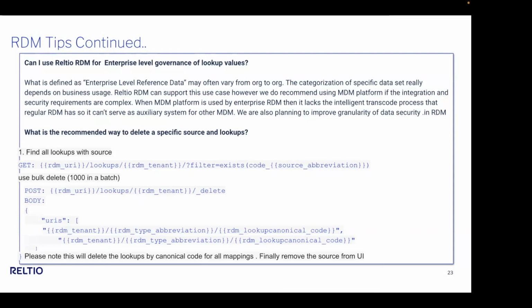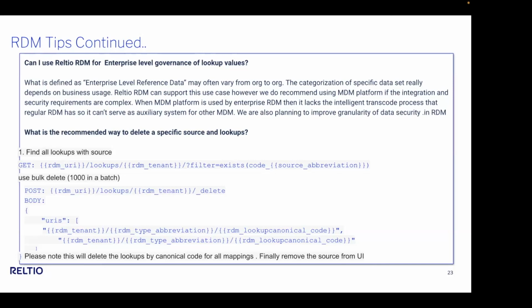And the last one is what is the recommended way to delete a specific source and the lookups associated with that source. You can find all the lookups for a specific source with a specific endpoint, and then you have a post call to the _delete endpoint where you can give the list of URIs for a canonical code. So it can basically remove the entire mapping for those canonical codes, right? And then you can remove the source from the UI.